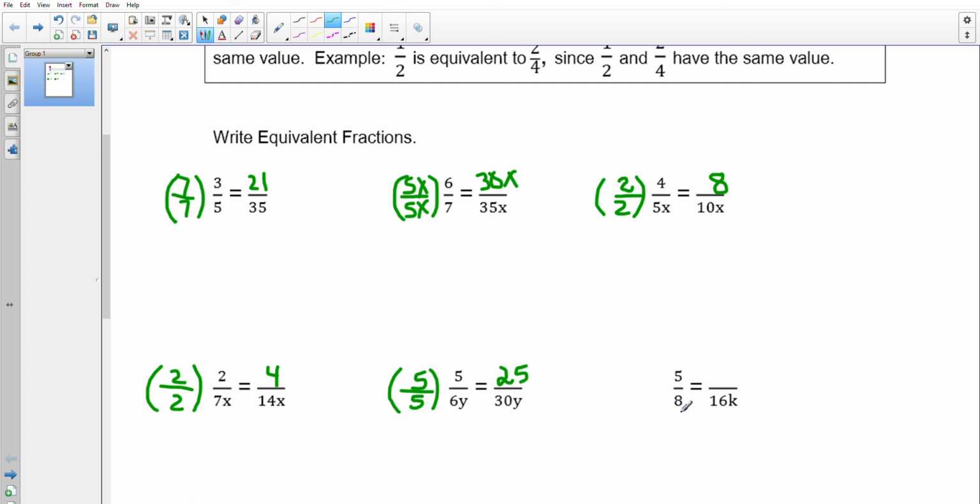Here I have 8, and I need 16k. So I'm going to multiply by the factors that are missing. So I'm missing 2, and I'm also missing the k. So this will give me 16k. And I have to multiply by 2k over 2k, so I'm multiplying the entire fraction by 1, leaving me with 10k over 16k as my equivalent fraction.